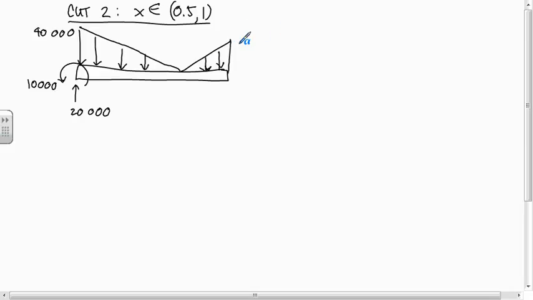But if we come up with an expression for that function, the function like this line, that'll give us the value here. So what is this function? 80,000, let's try it. So 80,000 x minus 40,000. So when x is equal to 0.5, you'd have positive 40,000 minus 40,000, so you get the value you want there. And then when x is equal to 1, you'd have positive 40,000, so it works there. Okay, so this is the height of that distributed load.